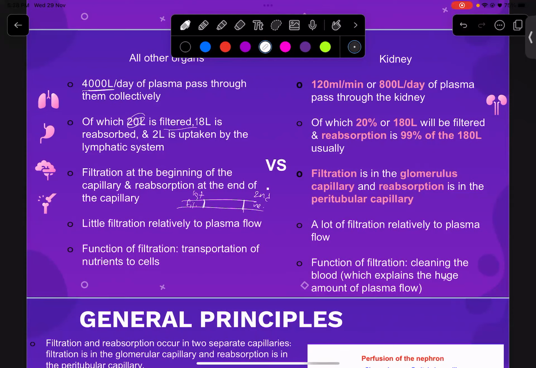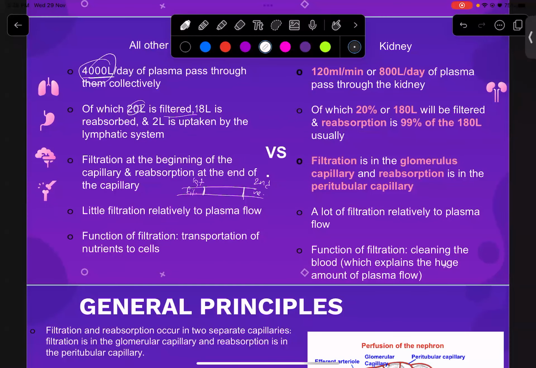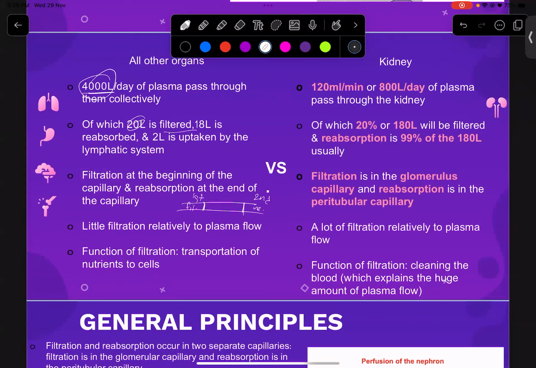And you guys can see that because we have about 4,000 liters of plasma passing through and only 20 liters filtered, the ratio is really little. We're really filtering a tiny bit of all the plasma flow that is going through all of the organs, okay? And the reason for this tiny amount is because of the purpose of the filtration. Here we only ever care about the transportation of nutrients, and when we filter the plasma, it's making it easier for us to transport the nutrients to the cells. And this is why there's a huge discrepancy between the amount of plasma running through and the amount of plasma that is actually being filtered, okay?